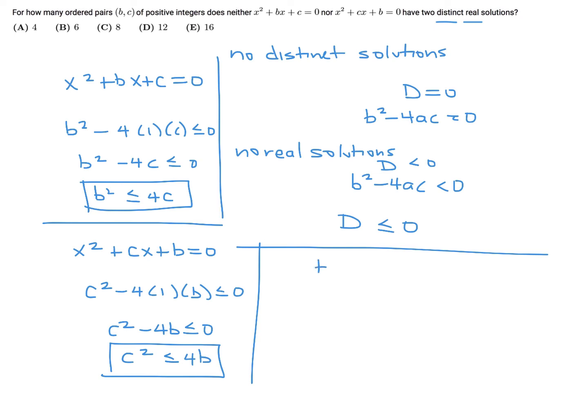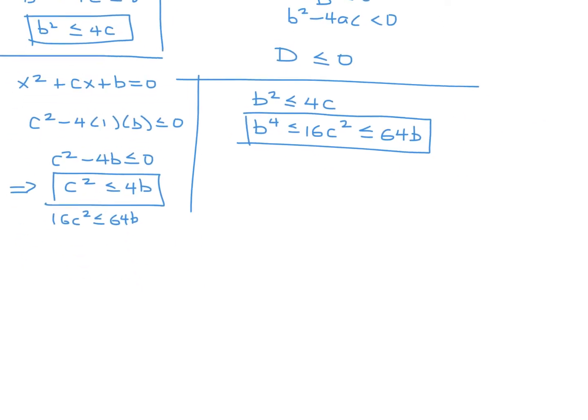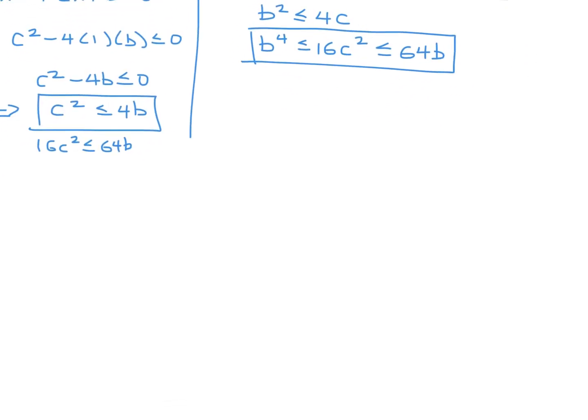Well, I've got b squared less than or equal to 4c. If I square both sides, I get b to the power of 4 is less than or equal to 16c squared. For this one, if I multiply both sides by 16, I get 16c squared is less than or equal to 64b. Aha, got it. Therefore, I can combine them like that. Did you see what I did there? This is what I'm going to work with. This basically combines everything in the question.